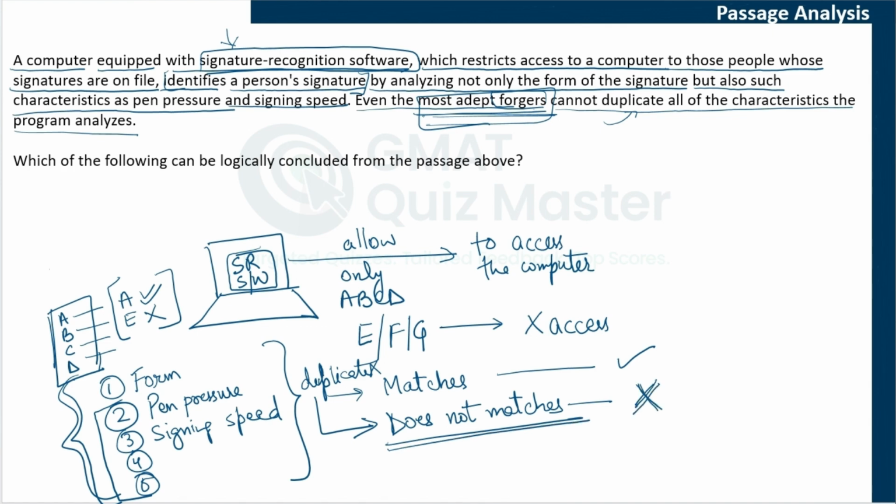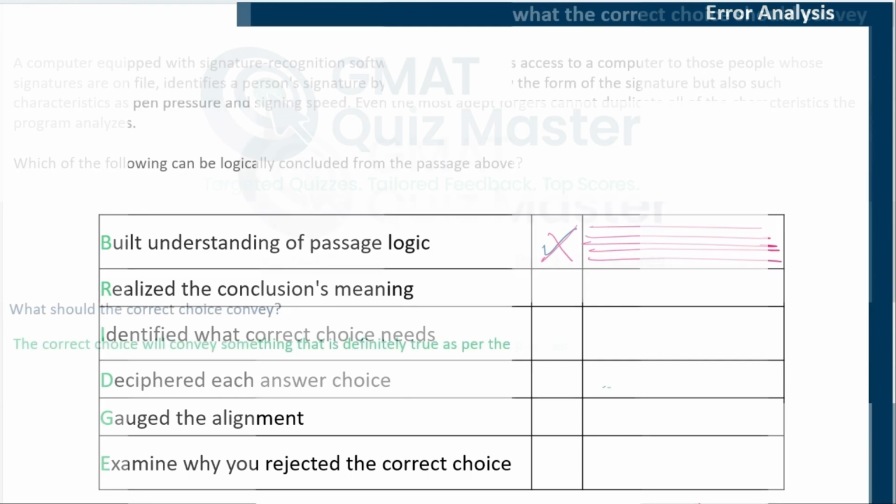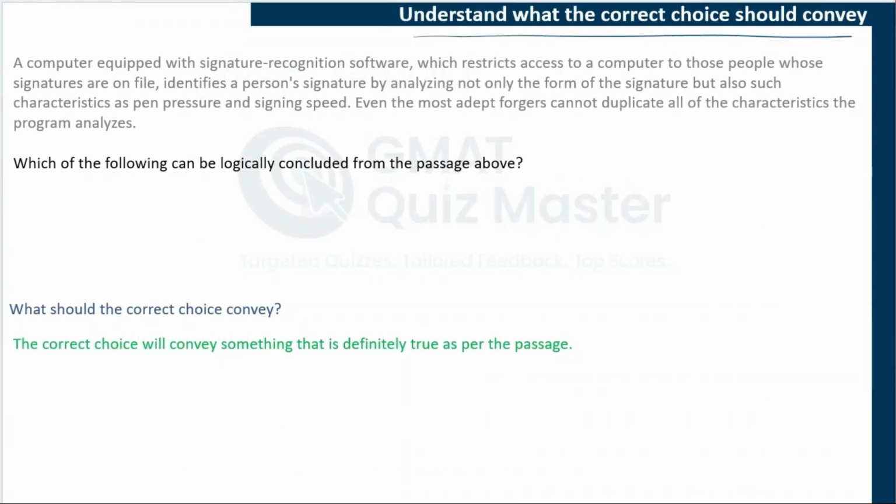So, the best forger cannot forge the sign and get access to the computer. Now, if your passage understanding was correct and complete, mark a tick here. However, if you missed anything in the passage logic, misunderstood, or misread anything, mark a cross here and write down the exact reason. Now let's understand what the correct answer choice should convey.